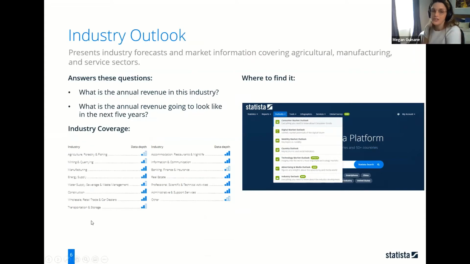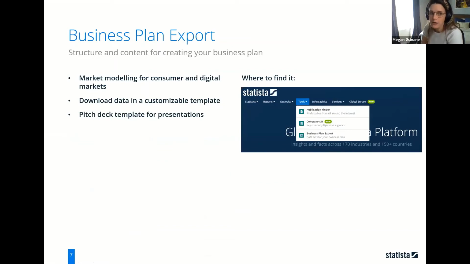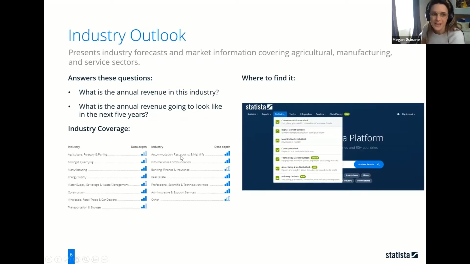The next thing I'm going to show is the industry outlook. So this is another brand new outlook that we have created, and it provides you with industry forecasts and market information based on data from national statistical offices. So this is data that is available from government sites, but we put it in a more presentable, easier to comprehend way. And the data in these reports cover agriculture, manufacturing, and other service sectors.